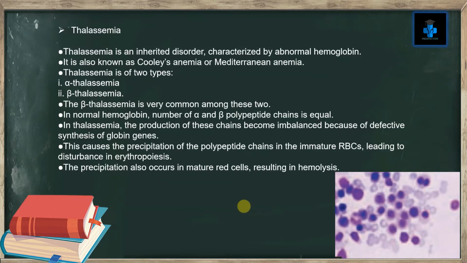In normal hemoglobin, the number of alpha and beta polypeptide chains is equal. In thalassemia, the production of these chains becomes imbalanced because of defective synthesis of globin genes. This causes the precipitation of the polypeptide chains in the immature RBCs, leading to disturbances in erythropoiesis or blood formation. The precipitation also occurs in mature red cells, resulting in hemolysis. This is a microscopic view of thalassemia.